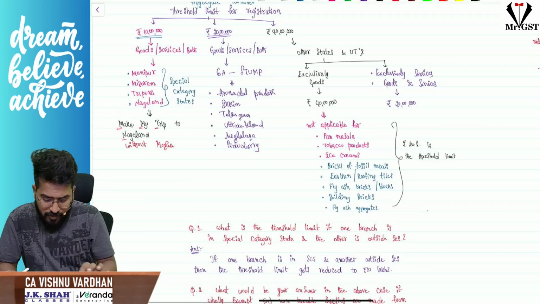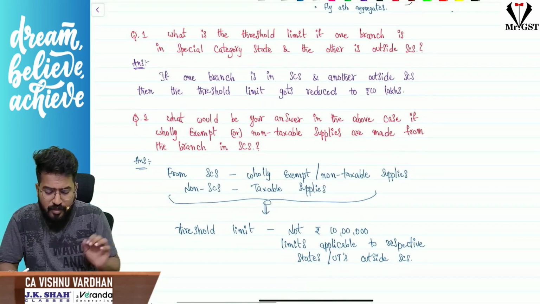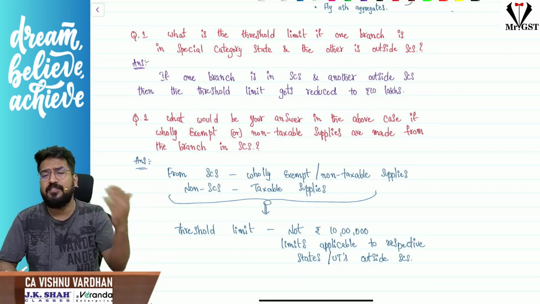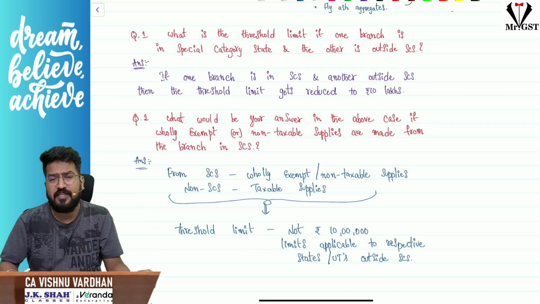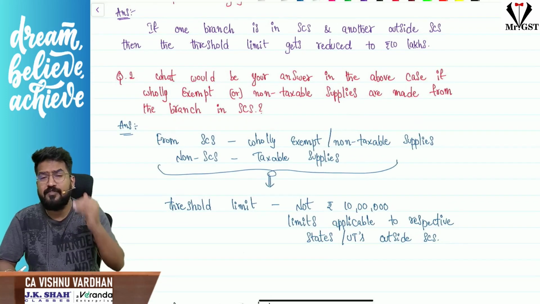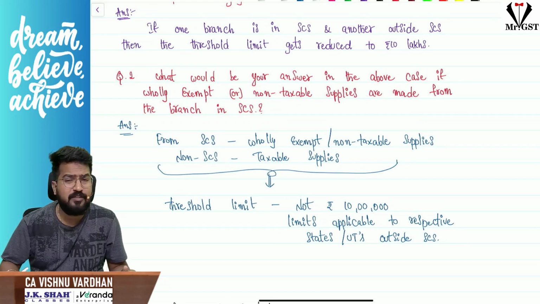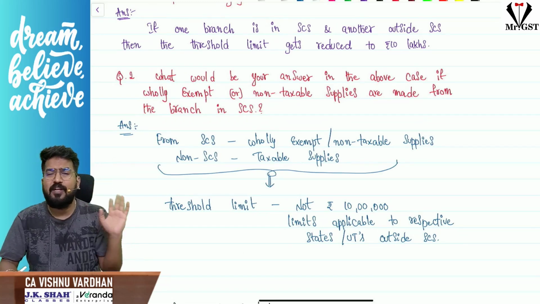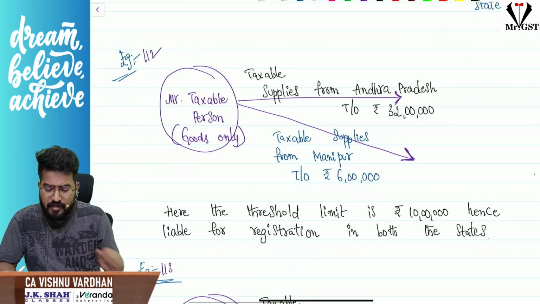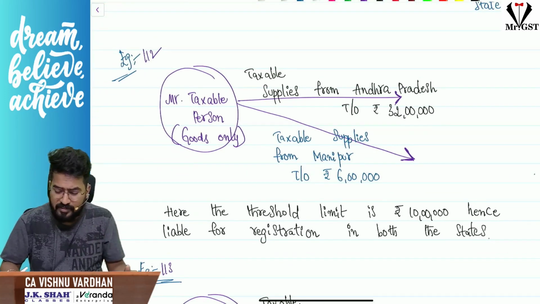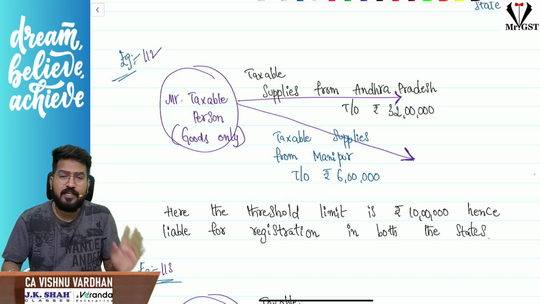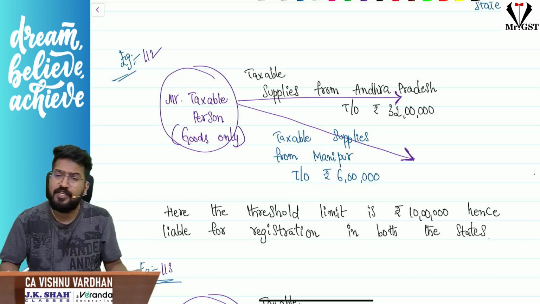Okay sir, fine. Now here, sir, what if the branches are in different states? What is the threshold limit? If one branch is in a special category state and another branch is in a non-special category state, it will fall down to 10 lakhs. Sir, in the special category state, if they are wholly dealing with exempt or non-taxable supplies, then what should I do? Then every state will have its own limit. Let me see, for example, sir, here Andhra and Manipur, we are making supplies of 32 lakhs and 6 lakhs. Aggregate turnover is 38 lakhs. But for both the states, it will become 10 lakhs only. So in both the states, you are supposed to take registration.